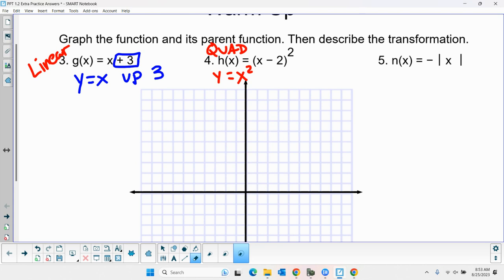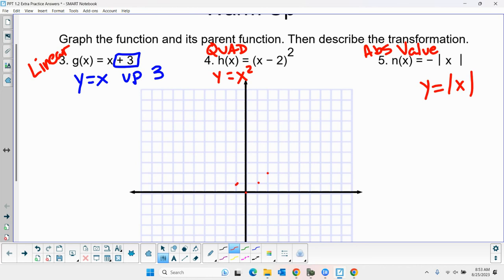Over here we had absolute value, right? Parent function is y equals the absolute value of x. So the absolute value of 0 is 0, absolute value of 1 is 1, absolute value of 2 is 2. Absolute value of negative 1 is positive 1. Absolute value of negative 2 is positive 2. So it's a V. Okay.